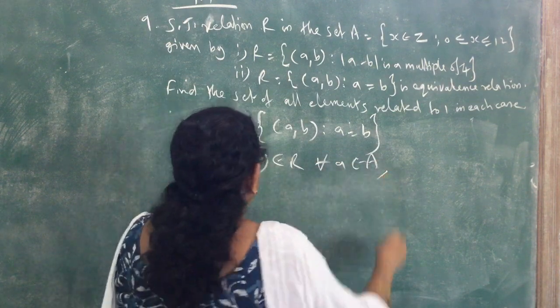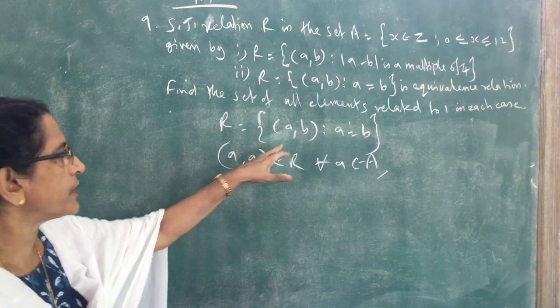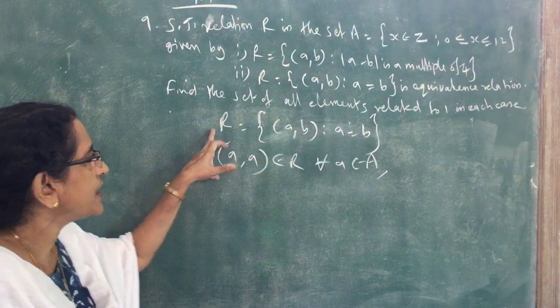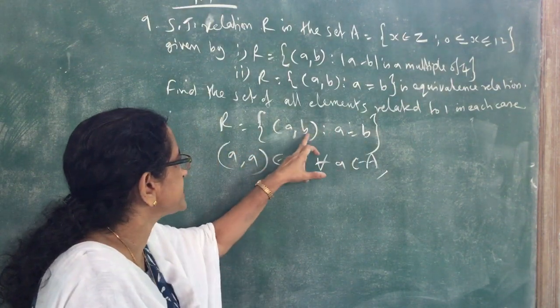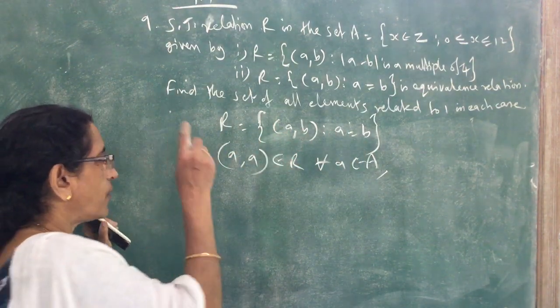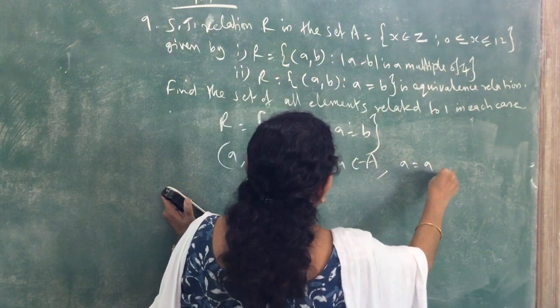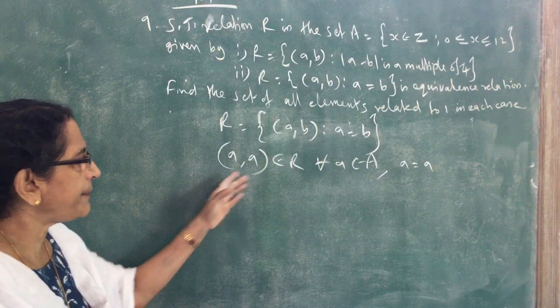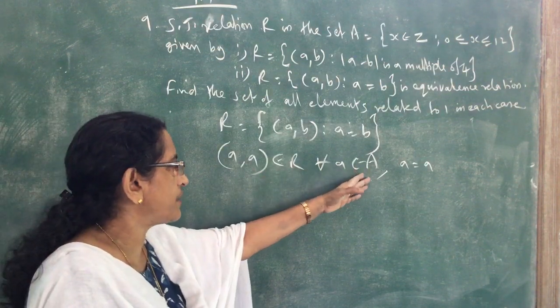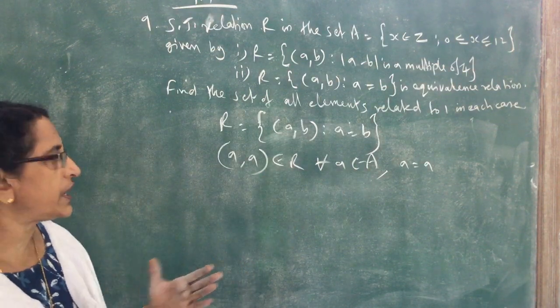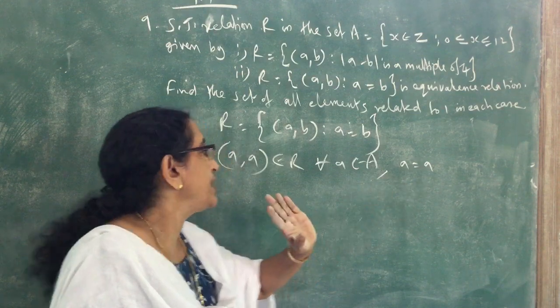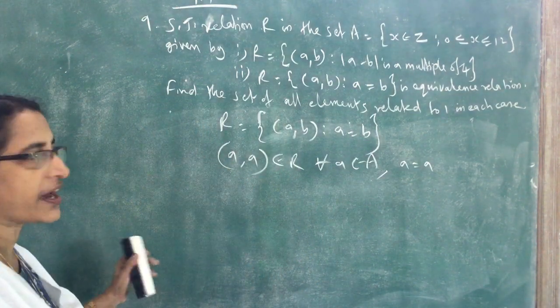See, what is the condition for AB to be an element of R? A is equal to B. First element and second element are equal. Therefore, we can write that since A equal to A, we can write AA belongs to R for every A belongs to A, because for every A belongs to A, A is equal to A. That we know. So it is reflexive. Therefore R is reflexive.